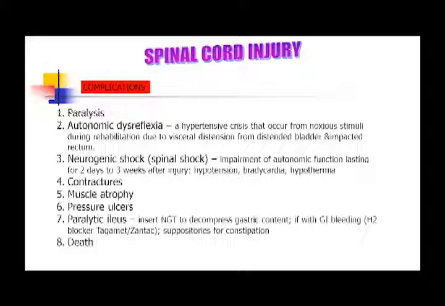Paralytic ileus naman, from the word paralytic, hindi na gumagalaw, intestines. In this case, insert NGT to decompress gastric content. If the patient has GI bleeding, you're going to give them H2 blockers. Examples are Tagamet or Zantac. Suppositories may also be indicated for patients with constipation, brought about by paralysis again. If these are not addressed immediately, especially in terms of breathing and cardiac output of the patient, this could lead to death.